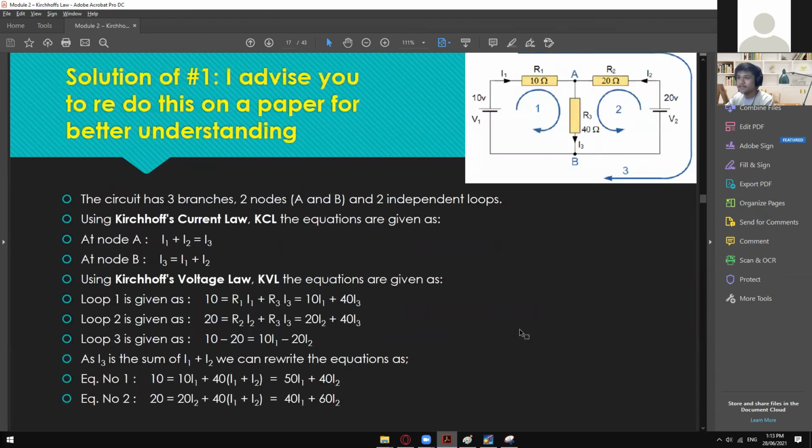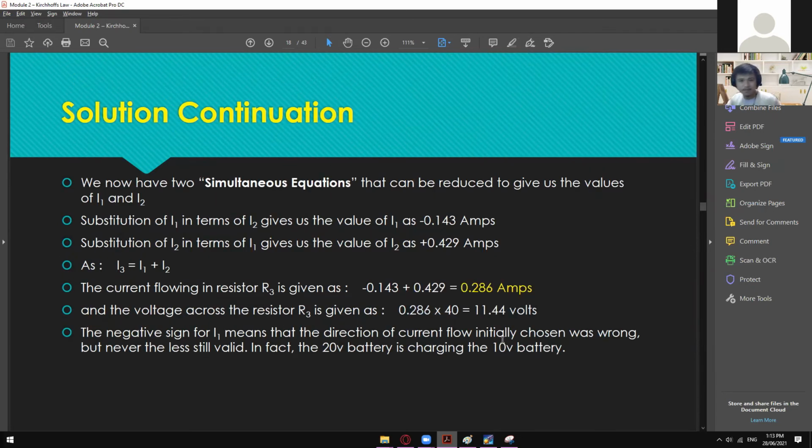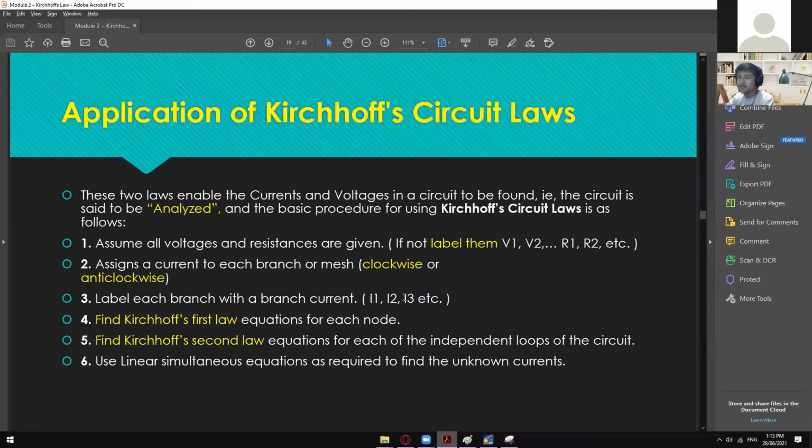So that's it for example number 1. Any questions so far? Okay, I hope the others were at least able to get 50% of the idea or the process, and how we got the 0.286 right here. Anyway, that's it for example number 1.